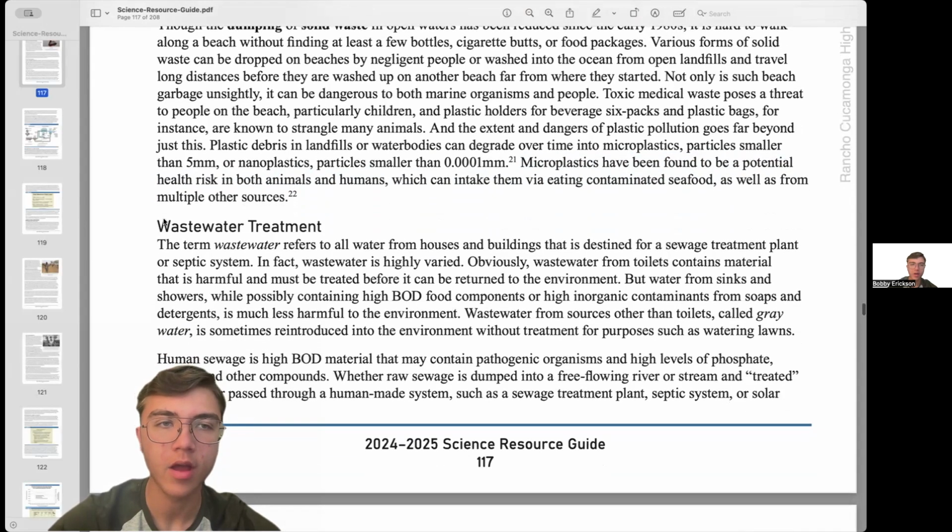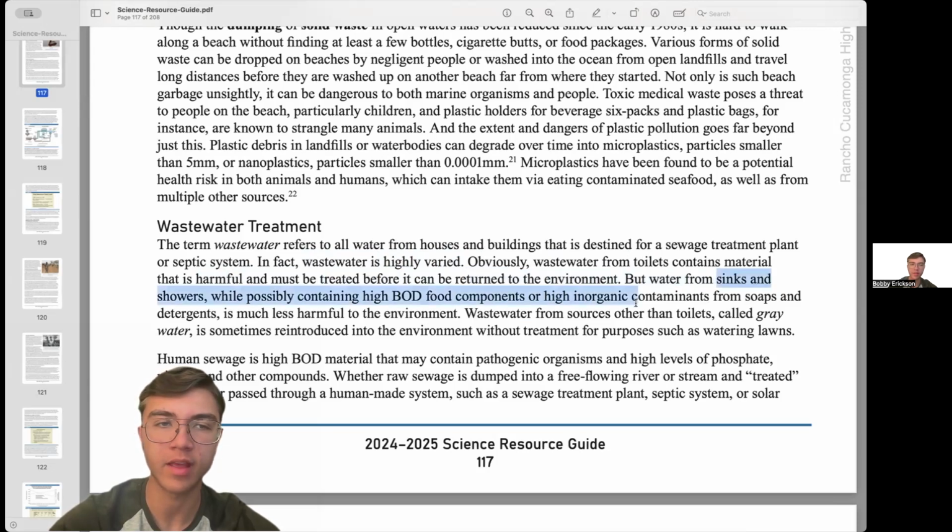So next, we need to talk about wastewater treatment. Wastewater is all the water from houses and buildings, which goes to a sewage treatment plant or septic system. These are two different ways of filtering wastewater. Wastewater is actually very highly varied. Wastewater from toilets can be harmful and needs to be treated before return to the environment.